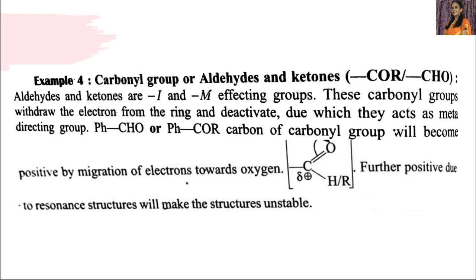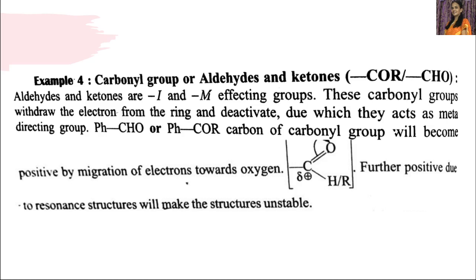Now let's consider another example: the carbonyl group, or aldehyde or ketone groups, when they are present as the first substituent on the benzene ring. Then what happens to another electrophilic substitution on that particular ring? So we can see here the carbonyl group, that is the ketonic group COR, or the CHO group, that is the aldehyde group.